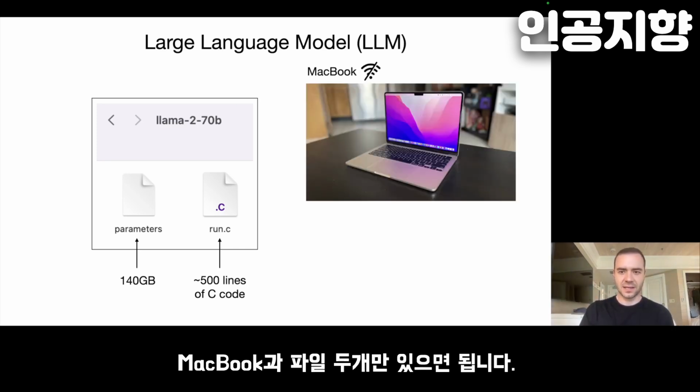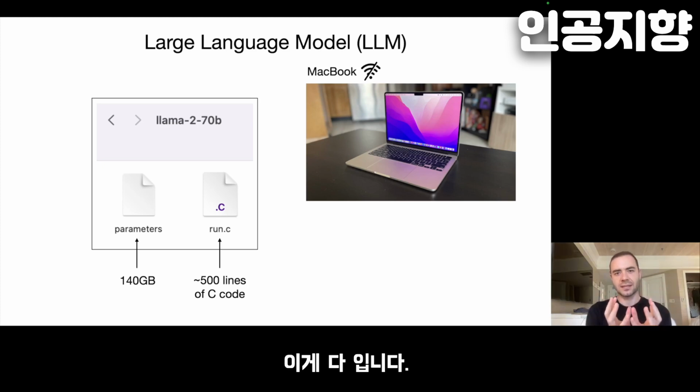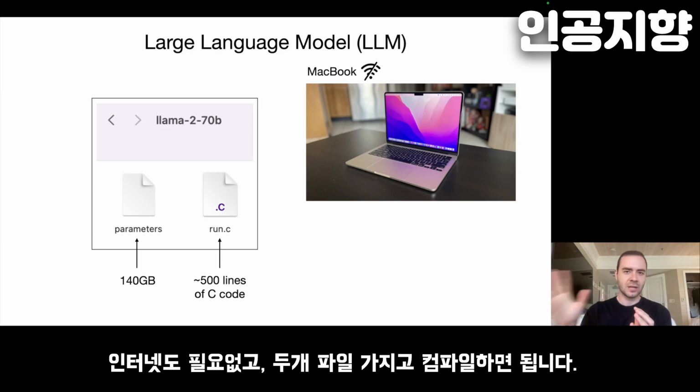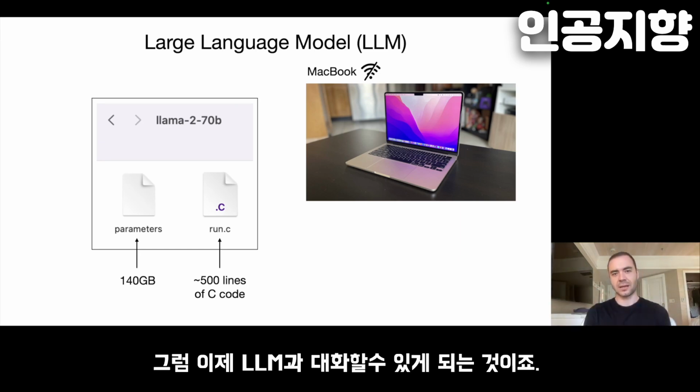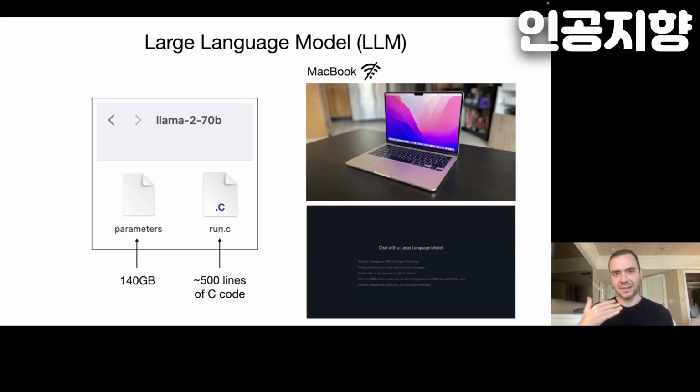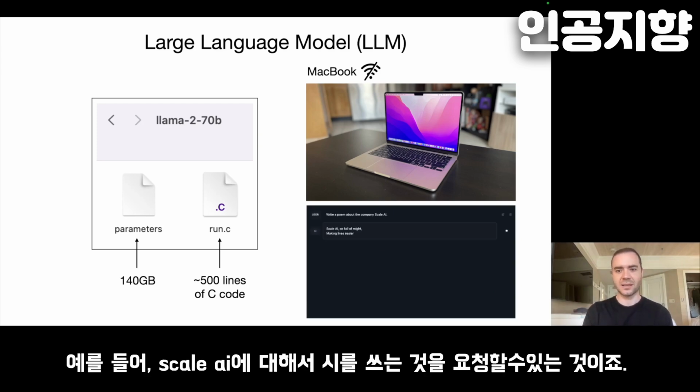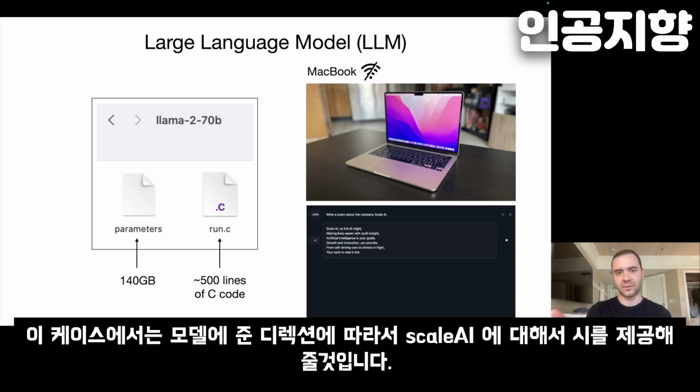You can take these two files and you can take your MacBook. And this is a fully self-contained package. This is everything that's necessary. You don't need any connectivity to the internet or anything else. You can take these two files, you compile your C code, you get a binary that you can point at the parameters, and you can talk to this language model. So for example, you can send it text, like for example, write a poem about the company Scale AI, and this language model will start generating text. And in this case, it will follow the directions and give you a poem about Scale AI.